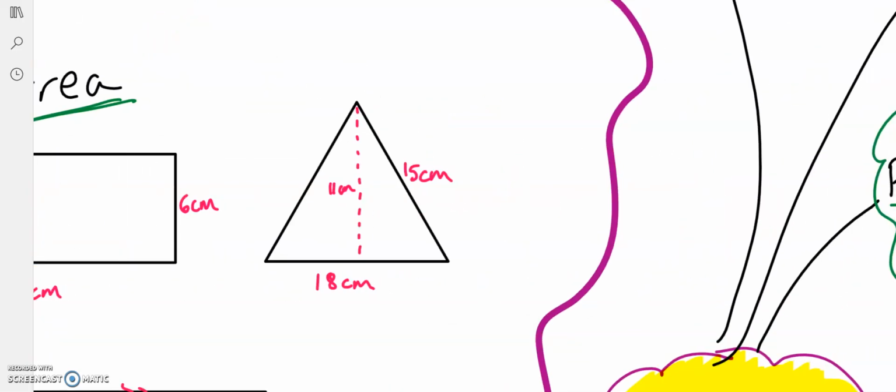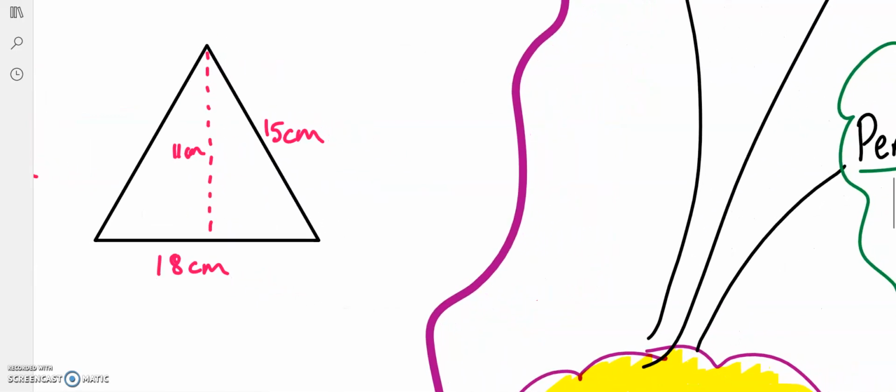If we have a look at this, we've got a triangle. You need to know the formula for a triangle. The formula for a triangle is a half times the base times the height. It's really important that we can correctly identify the base and the height. We're only going to use 2 numbers. In this shape, there are 3 numbers.